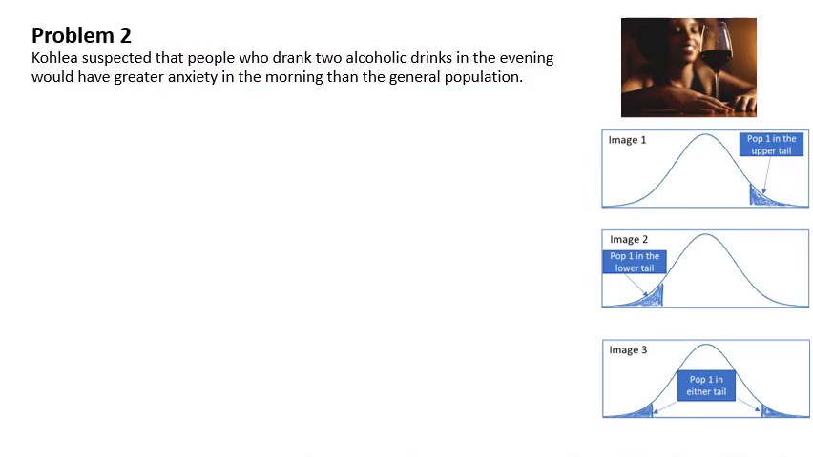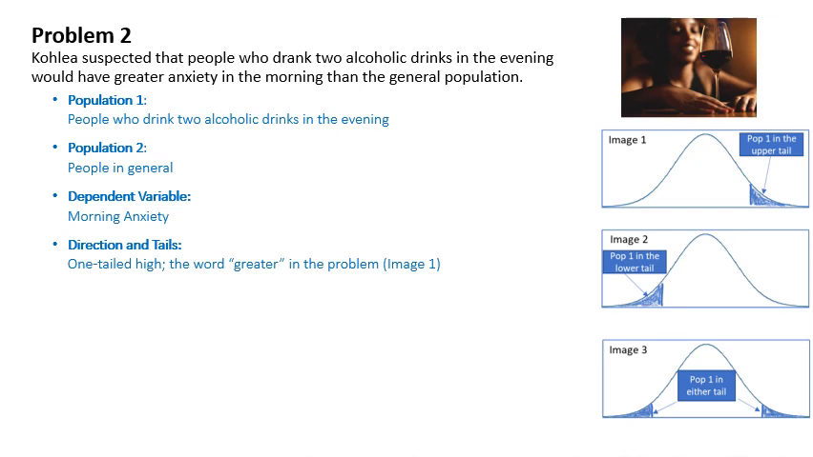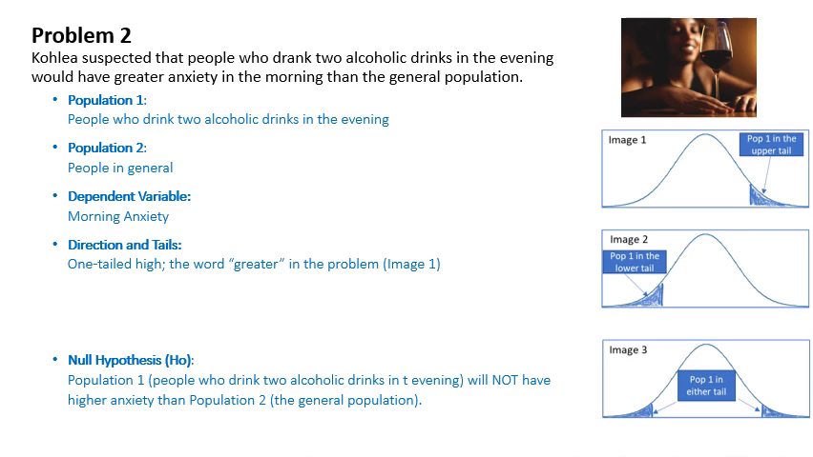Going on to problem 2, let's do another one. Collier suspected that people who drank 2 alcoholic drinks in the evening would have greater anxiety in the morning than the general population. Population 1, then, is just these people who drink 2 alcoholic drinks in the evening. Population 2 is people in general. The dependent variable is morning anxiety. The direction and tails, well, this is one-tailed high. We can see because of this word greater in the problem, so we'd be looking for this image 1 again.